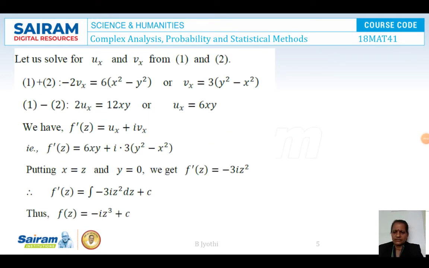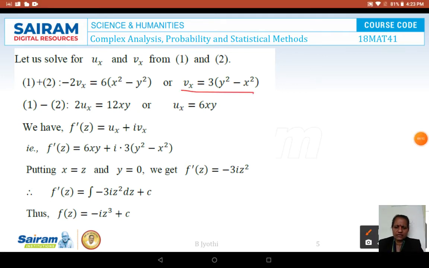So this is what we have done. 3 times of x square minus y square and minus of that we have got. Therefore it will be 3 times of y squared minus x square. There it was minus sign, I left it. So 2ux is 12xy, therefore ux is 6xy. Now let's consider f dash of z is equal to ux plus ivx. So we get 6xy plus i times of 3 into y square minus x square. When we put x is z and y is equal to 0, this real part will be totally 0 and even this y square part will also be 0. What we are getting is minus 3i z square.